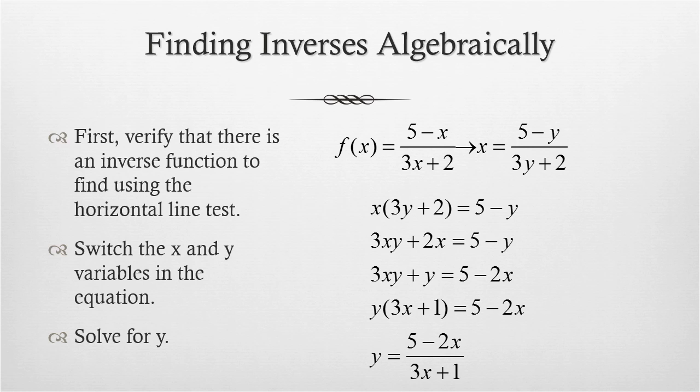Notice 3xy plus y has a common factor of y. That's why we did it. So we factor out the y, and we get y times (3x plus 1) equals 5 minus 2x. And then just divide by 3x plus 1, and you're finished.